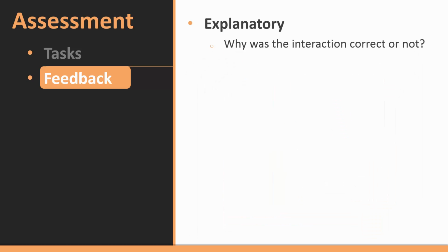The opposite of corrective feedback is explanatory feedback. Why was the interaction correct or not? That's the core question that explanatory feedback tries to answer. It's trying to provide the additional details that are needed so that this becomes a remediation experience or an enriching experience for the learner, whether they got it right or wrong. Additional details, relevant details, not extraneous, but relevant details are introduced.